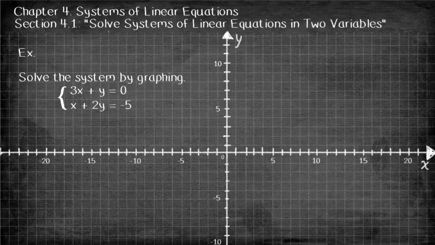So here's a system we want to solve by graphing. It's the previous system that we talked about, that we checked solutions for. So I have to graph each of these. We can graph these equations any way that we choose. Since I'm seeing that y does not have a coefficient other than 1, I'm going to change it into slope-intercept form.